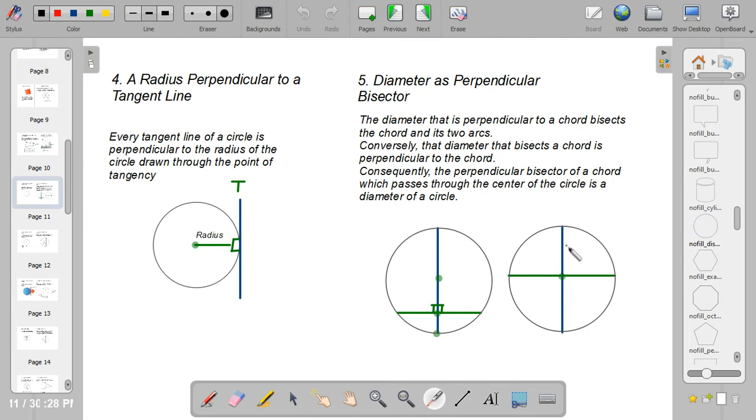So if this chord is in the middle, kasi pwede ang chord na hindi siya dadaan ng center, pwede rin yung chord na dumadaan siya sa center. So, pag ang chord mo ay dumaan sa center, yung kanyang perpendicular bisector is also a diameter of the circle.